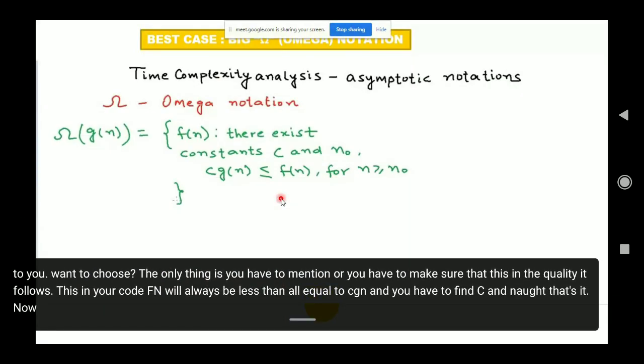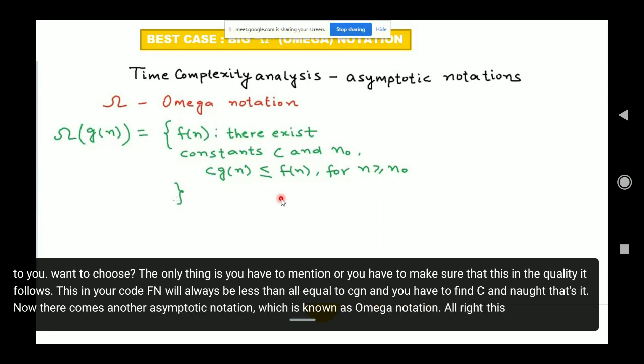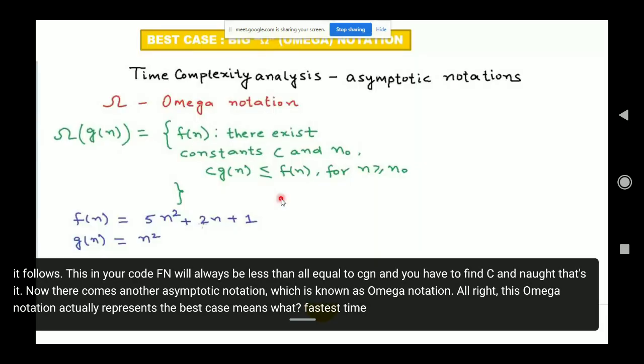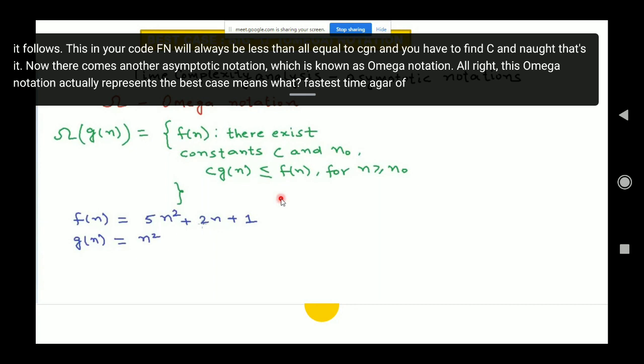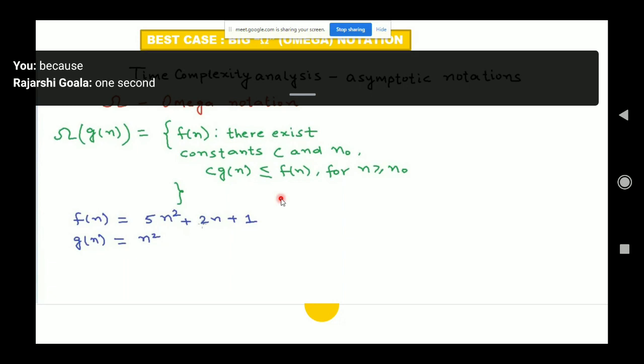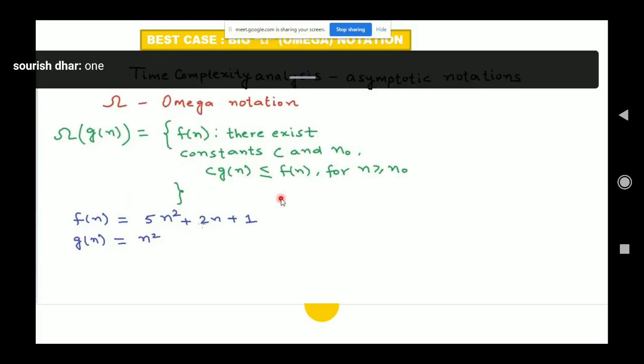Now there comes another asymptotic notation which is known as omega notation. This omega notation actually represents the best case. Means what? Fastest time. अगर आपके एरे में जो नंबर आप खोज रहे हो वो पहले पोजीशन में ही है, फॉर एग्जांपल, तो आपको कितना सेकंड चाहिए? 1 second. क्या आप उससे बेहतर कर सकते हो? नहीं. 1 से कम में नहीं होगा ना. मिनिमम आपको उतना वर्स्ट केस में जाना ही पड़ेगा, और 1 सेकंड के नीचे नहीं हो सकता. Are you getting the point?